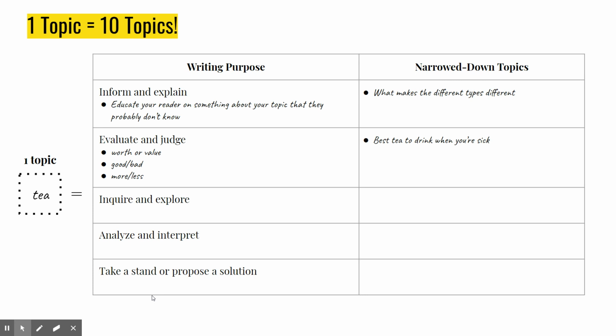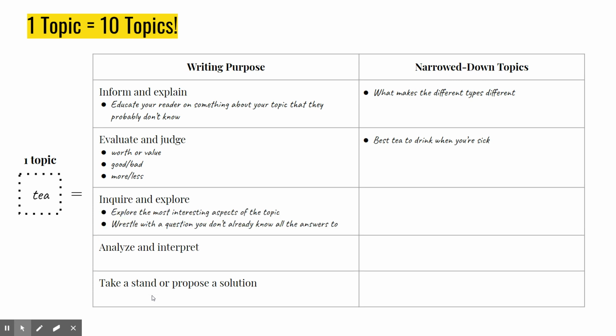The next reason for writing is to inquire and explore. This is where you look at the most interesting aspect or subtopic of your topic and ask questions that you don't already know all the answers to. If my topic was dogs, maybe I would want to research whether sonar collars are actually effective in reducing barking. If my topic was technology, maybe I would want to research whether a certain piece of technology, cell phones for instance, are generally more helpful or harmful. For my topic, tea, I could research tea ceremonies in different countries.